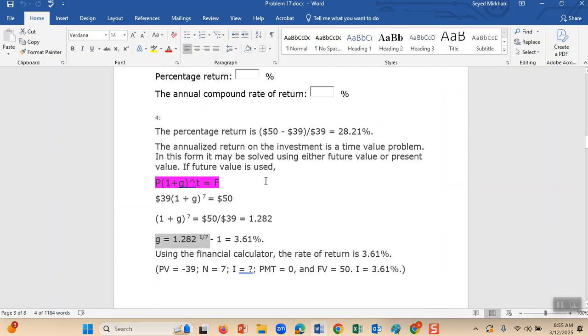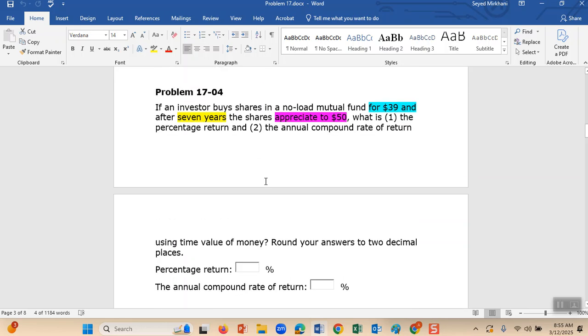In this problem, it's easy to understand, and let's see what it is. An investor buys shares of a no-load mutual fund. No-load means, think about it as if there is no commission for it. Some of you bought stocks in Schwab, and it was no commission. You bought Amazon, you bought SoundHound, and it says mutual fund.